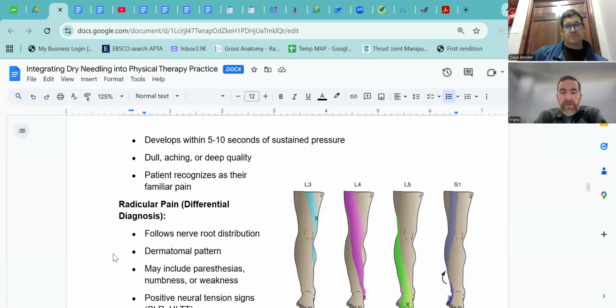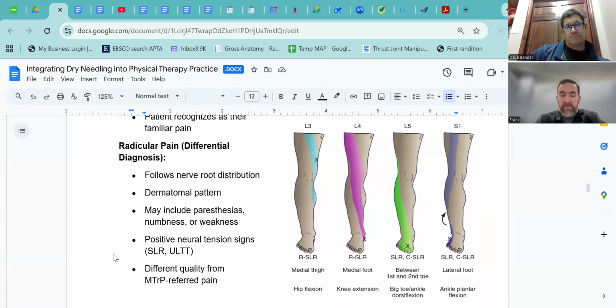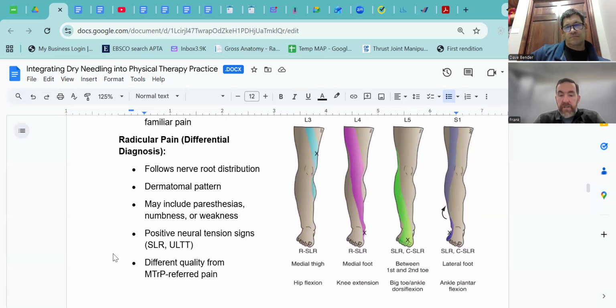Third option is radicular pain. Always think about this in terms of differential diagnosis. I said a minute ago that with this somatic pain it doesn't really match that, but it's important to think about it. Radicular pain follows nerve root distribution and is going to be in a dermatomal pattern. They may or may not have paresthesias, numbness, or weakness. They're usually going to have positive neural tension signs, whether it's a straight leg raise or an upper limb tension test in the upper quarter. And it's going to be a much, much different quality from that myofascial trigger point referred pain.